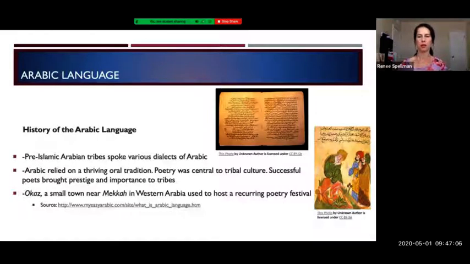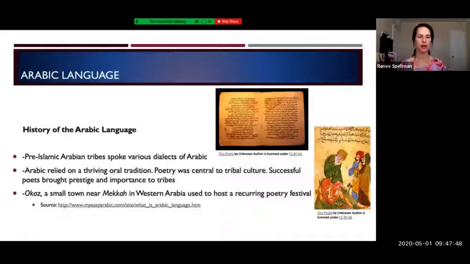It wasn't a language that was really written down, although I think they have found some archaeological evidence or stones with more ancient Arabic written on it. So again, like I said, Arabic was an oral tradition. Poetry was central to the tribal culture. And so those who were successful or talented poets actually brought honor and prestige to different tribes. So basically one's ability to recite poetry and to speak in a certain way was really an art.